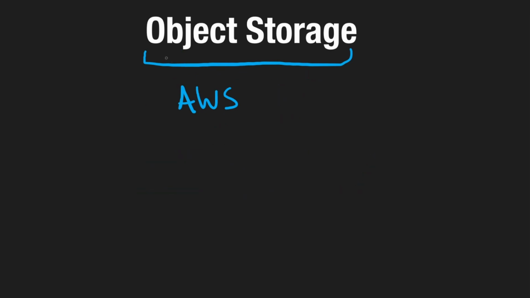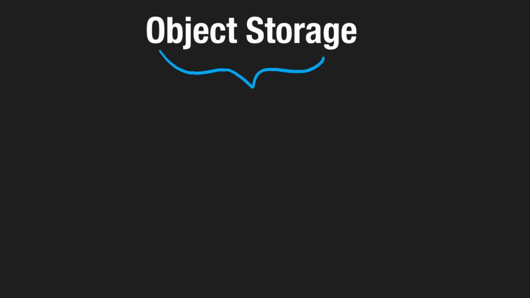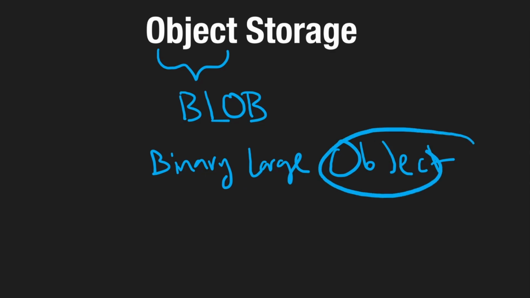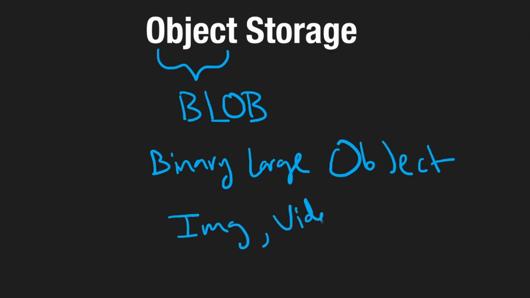And when we talk about objects, the predecessor to object storage was blob storage. When we talk about objects, we mean blobs. Blob stands for binary large object. Objects gives us the OB. So we have blobs. These are large objects. Typically, we're talking about media, things like images, videos, maybe a database backup, which is not media, but it's a large object.